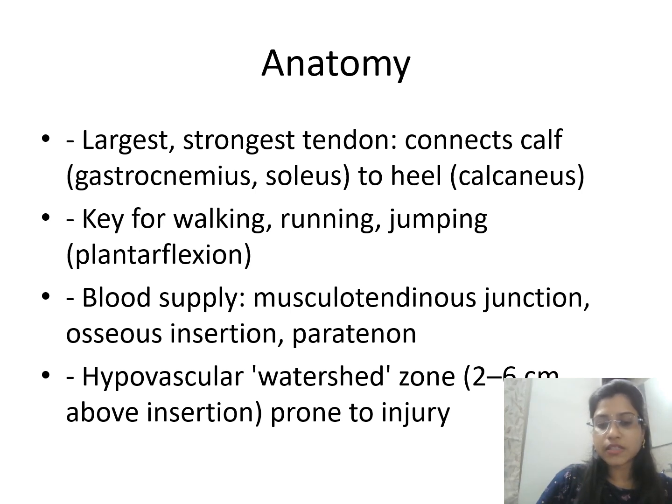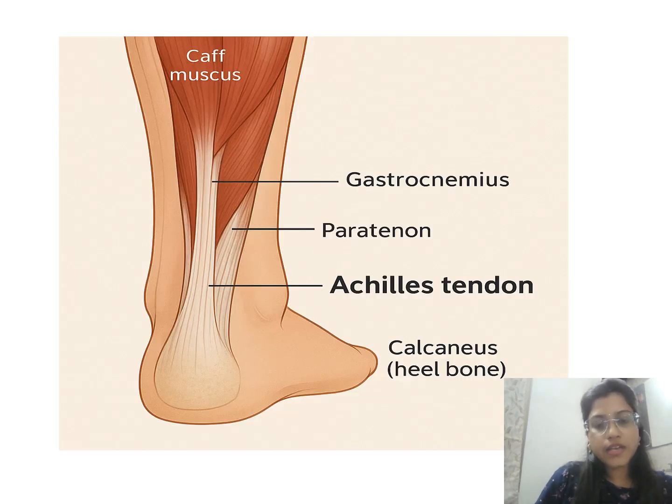The blood supply for this tendon comes from the musculotendinous junction, osseous insertion, and paratenon. There is a hypovascular watershed area, usually 2 to 6 centimeters above the insertion, which is most prone to injury. This is a diagrammatic representation of the Achilles tendon attachment.